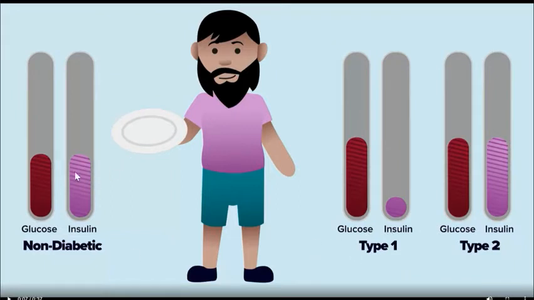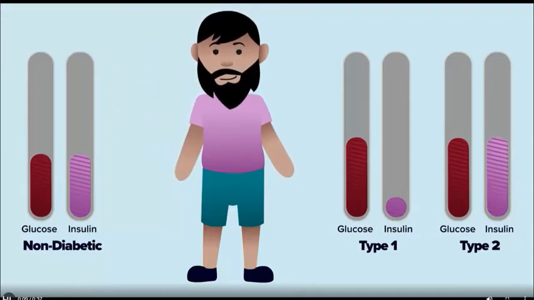They rise equally, see? And in a type 1 diabetic, look at the glucose going up, but the insulin stays at 0. And in a type 2 diabetic, they rise equally as well, but compared to a non-diabetic, you can see that they both go a little bit higher.